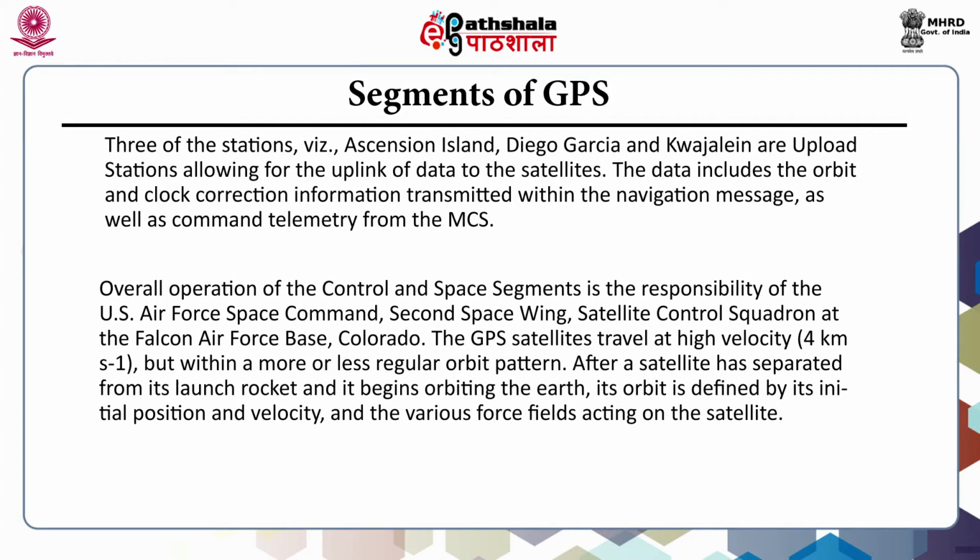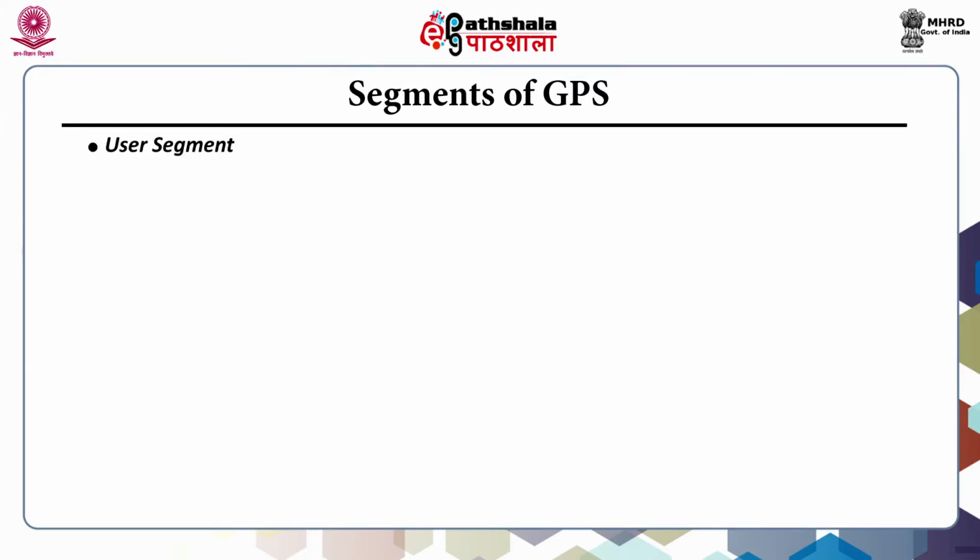The GPS satellites travel at high velocity, almost 4 km per second, but within a more or less regular orbit pattern. After a satellite has separated from its launch rocket and it begins orbiting the Earth, its orbit is defined by its initial position and velocity, and the various force fields acting on the satellite. Now coming to the user segment.